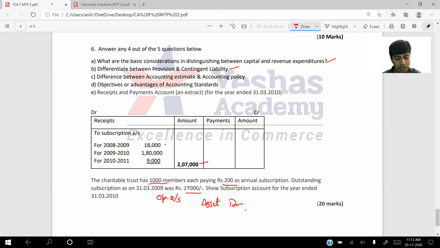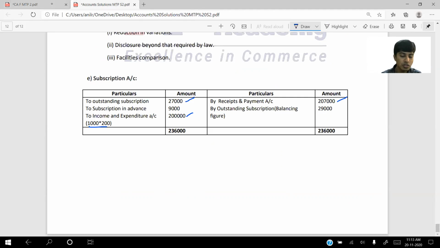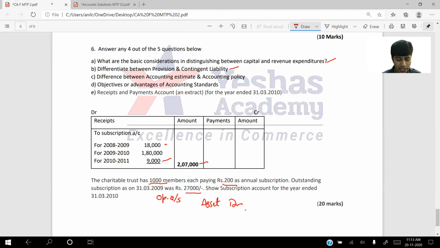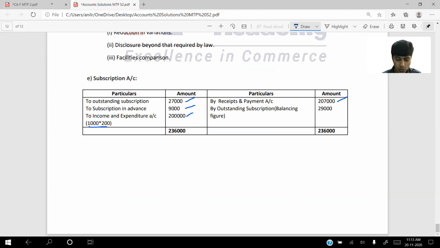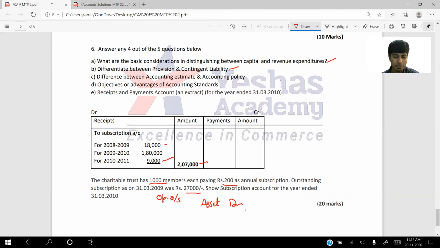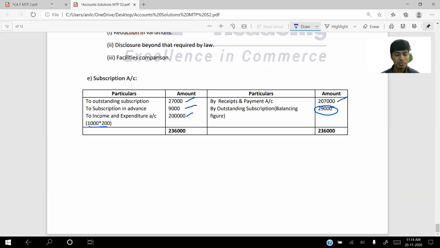Now 18,000, I think this should have been outstanding from the last year. So it's been paid. So this will come on my liability side. Yeah, perfect. Not an issue. So 99,000 is received in advance for the next year, so that they've written it over here. And outstanding subscription is the balance figure. This outstanding subscription means there can be opening and closing. You can write that 18,000 separately and then write the balance, but never mind.